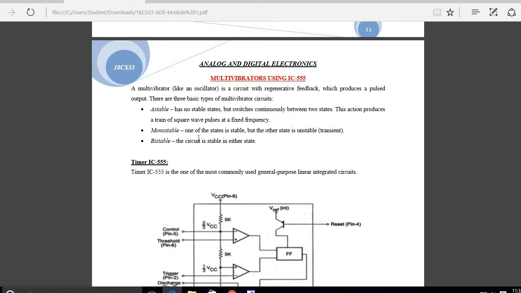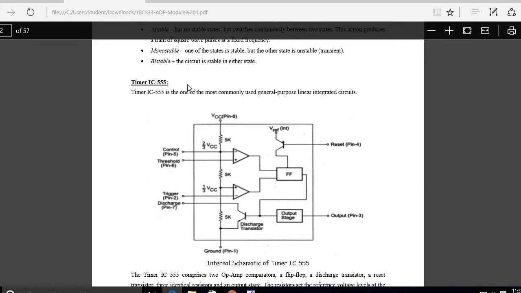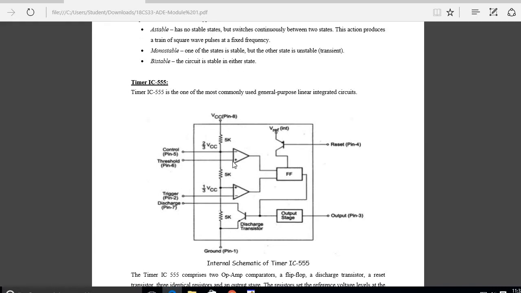Monostable means one of the states is stable. In this circuit, one of the states is stable but the other state is unstable, and that is a monostable multivibrator. Bistable means the circuit is stable in either state, so either of the states is stable, and we call it bistable. These are the three types of multivibrators.